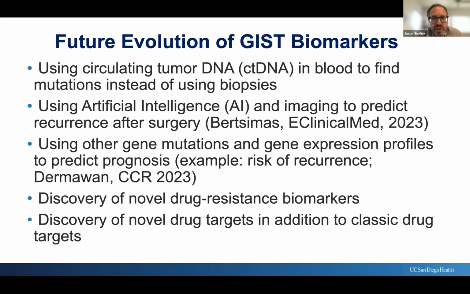So where is GIST going in the future in terms of biomarkers? Well, there's several different things that are under study. One of those is using circulating tumor DNA, or basically DNA shed by tumors in the blood, to find mutations instead of using biopsies. This is still an evolving field.